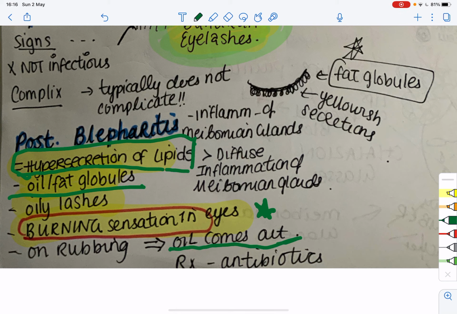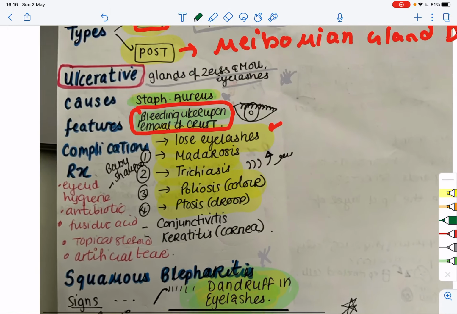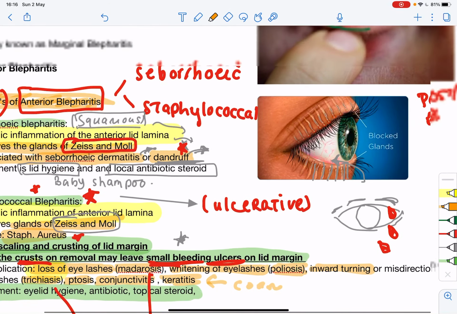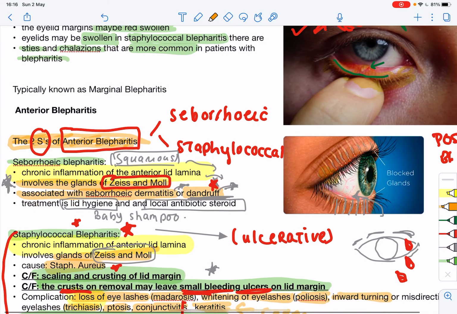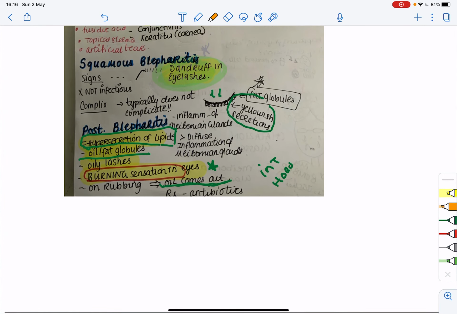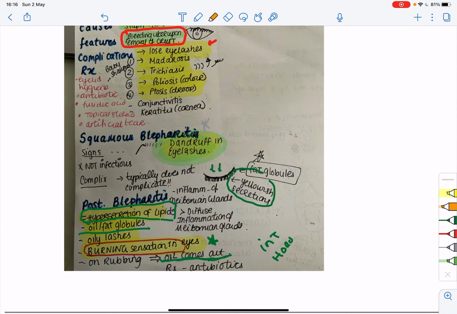When did we talk about oil coming out in previous times? We talked about it in internal hordeolum. But here you have yellowish secretions and fat globules literally on the eyelid, okay? So I would really recommend looking at these blocked glands. For the posterior blepharitis, just imagine these yellowish secretions coming out, because that is what you might expect to see, as well as these oil fat globules and diffuse inflammation of the meibomian glands.